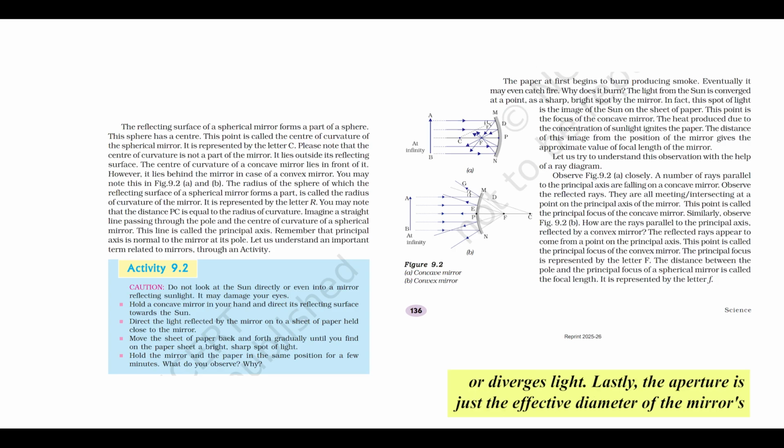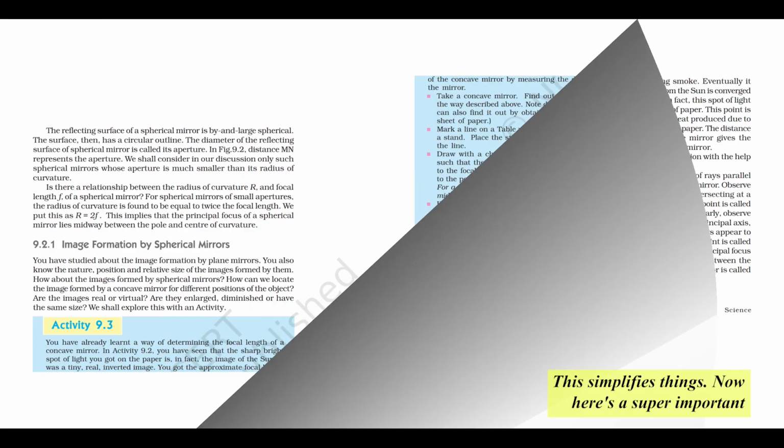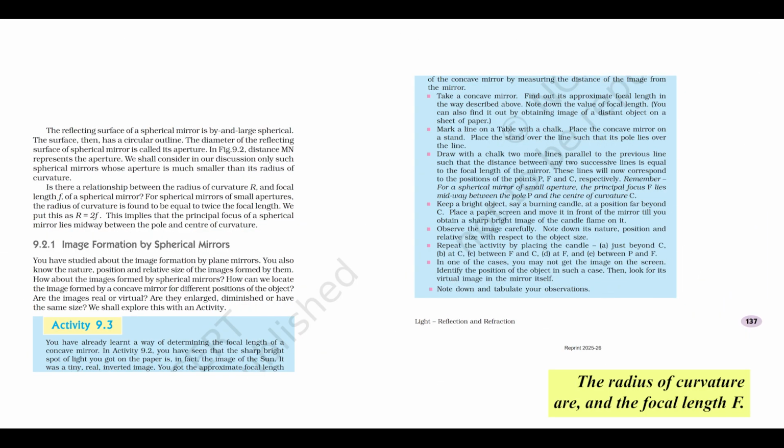Lastly, the aperture is just the effective diameter of the mirror's reflecting surface. We usually deal with mirrors of small aperture, meaning the diameter is much smaller than the radius of curvature. This simplifies things. Now here's a super important relationship connecting two of these terms, the radius of curvature, R, and the focal length, f.